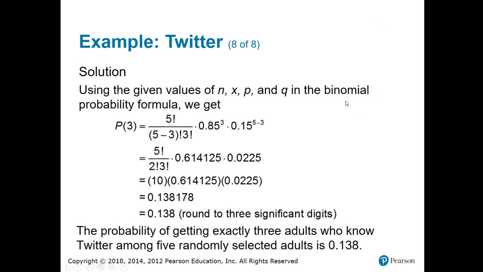So the probability of 3 is equal to 5 factorial over (5 minus 3) factorial, 3 factorial, times 0.85 to the third, 0.15 to the 5 minus 3. We plug that into our trusty calculator, and we get, I'm assuming, 0.138.